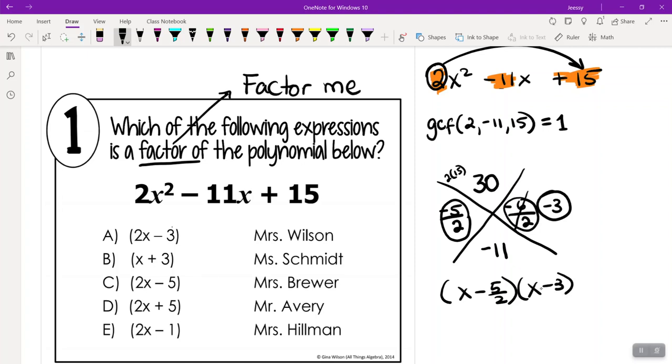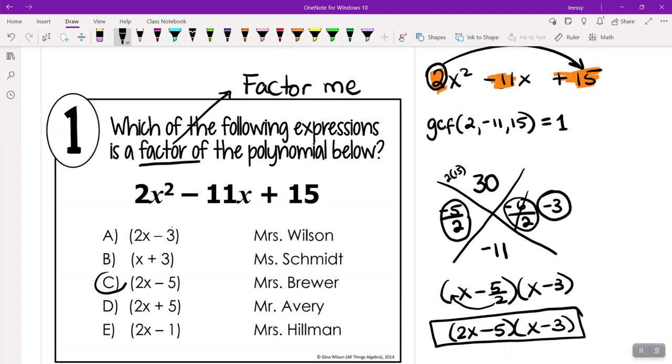I'm recording this video so that I can post it for you. So please pay attention. And so this means that we need to rewrite this as 2x minus 5. All right, so which of these is a factor? It's going to have to be C.